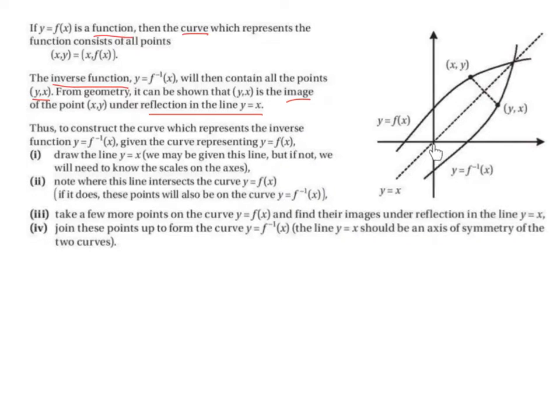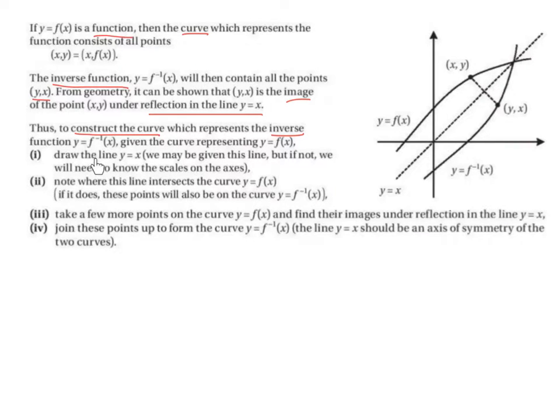So for example, we have the points (0, 0), (1, 1), (2, 2), (3, 3), (4, 4), (5, 5), (6, 6), and so on. And then (-1, -1), (-2, -2), (-3, -3), and so on. Thus, to construct the curve which represents the inverse function y equals f⁻¹ of x, given the curve representing y equals f of x, we do these 4 steps.